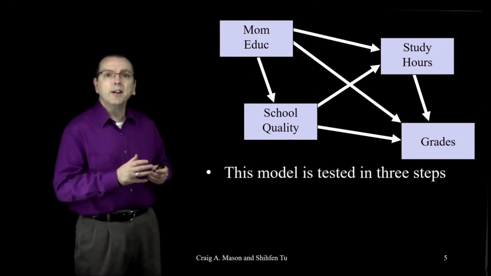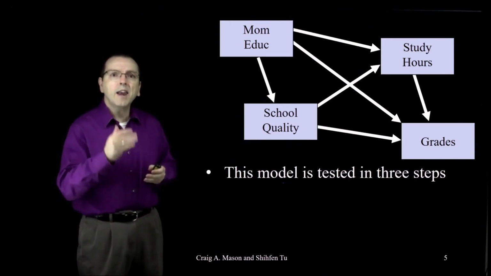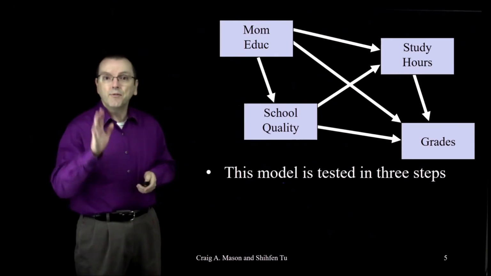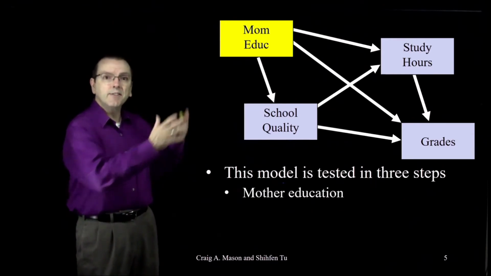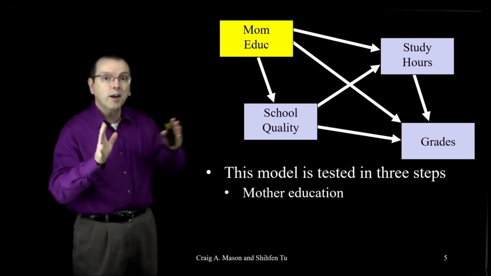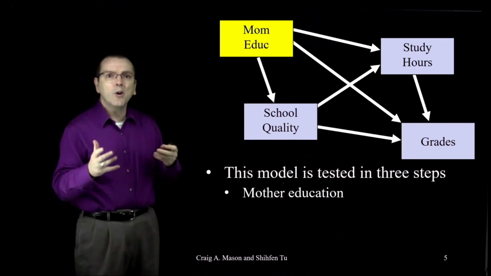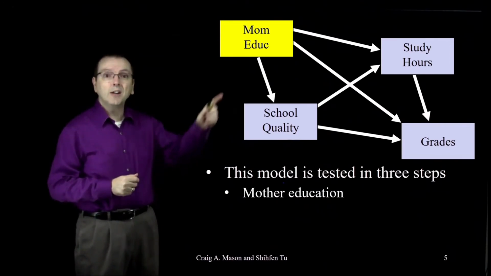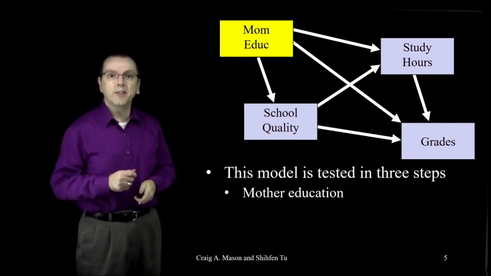Notice that there is an inherent sequence of effects in our model. Our analysis will exactly follow that sequence. The first variable is mother's education. Mother's education has an effect on the other variables, but notice in our model, nothing has an effect on mother's education. There are no arrows pointing to mother's education. Causal arrows only go from mother's education to the other variables.